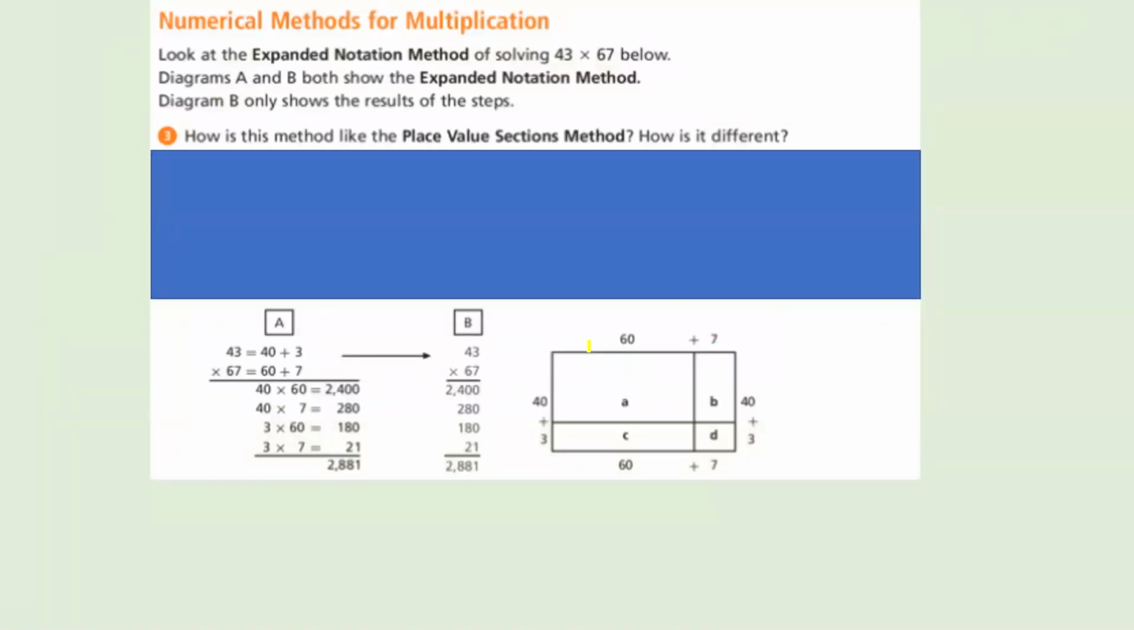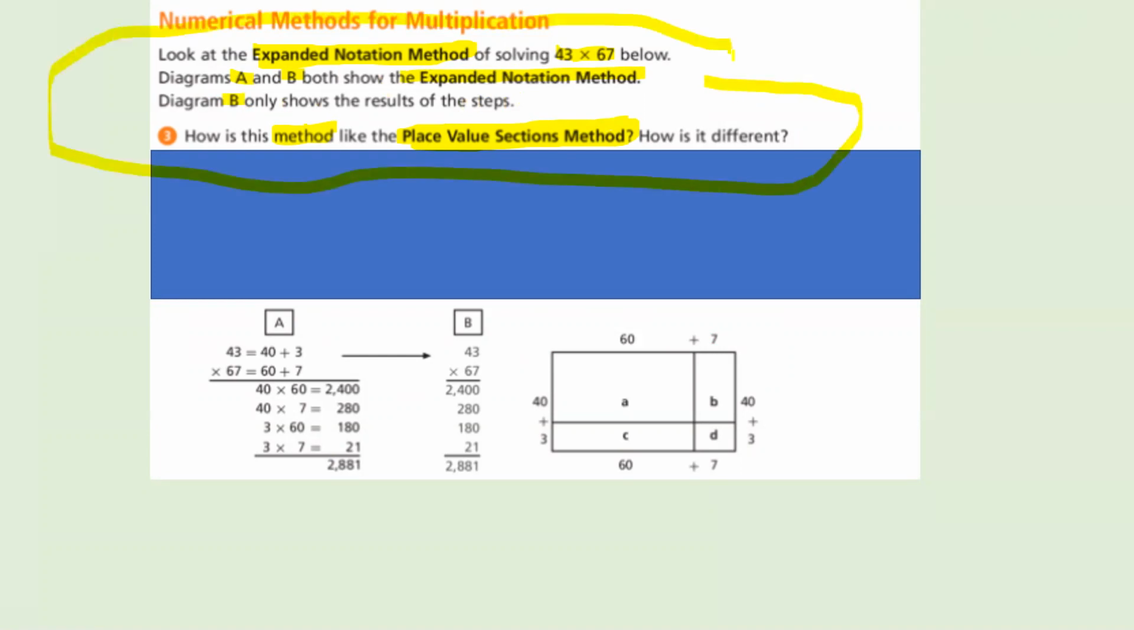How is this method like the place value sections method, and how is it different? First of all, that's what I personally don't like about today's math, is they throw all these nasty names at people, right? Do we really have to memorize these methods' names? Look at expanded notation method of solving 43 times 67. Look at diagram A, diagram B. Look at expanded notation method. Look at diagram B. I mean, did any of you guys fall asleep yet? They make this very difficult to continue to focus on.